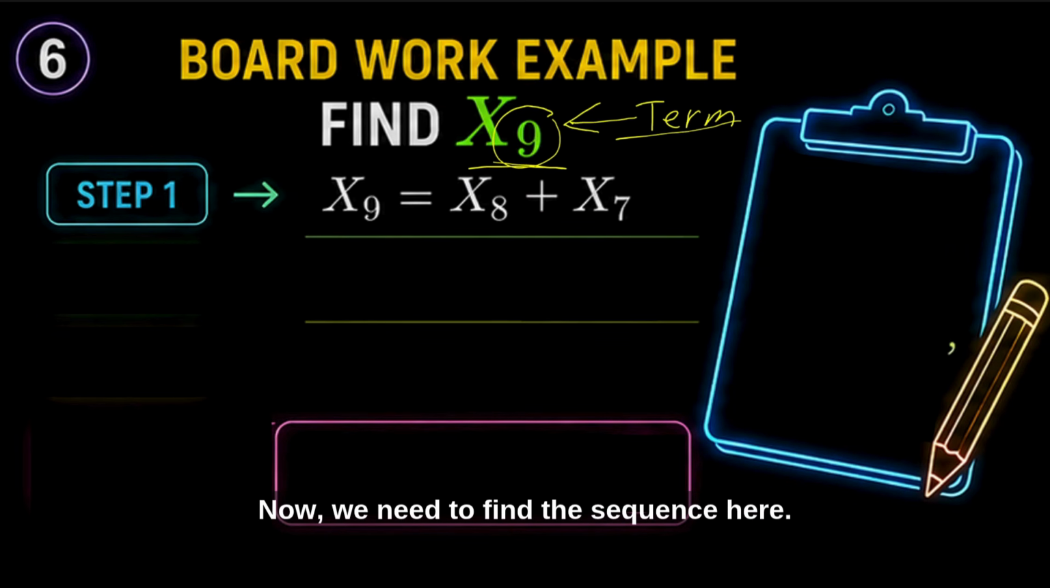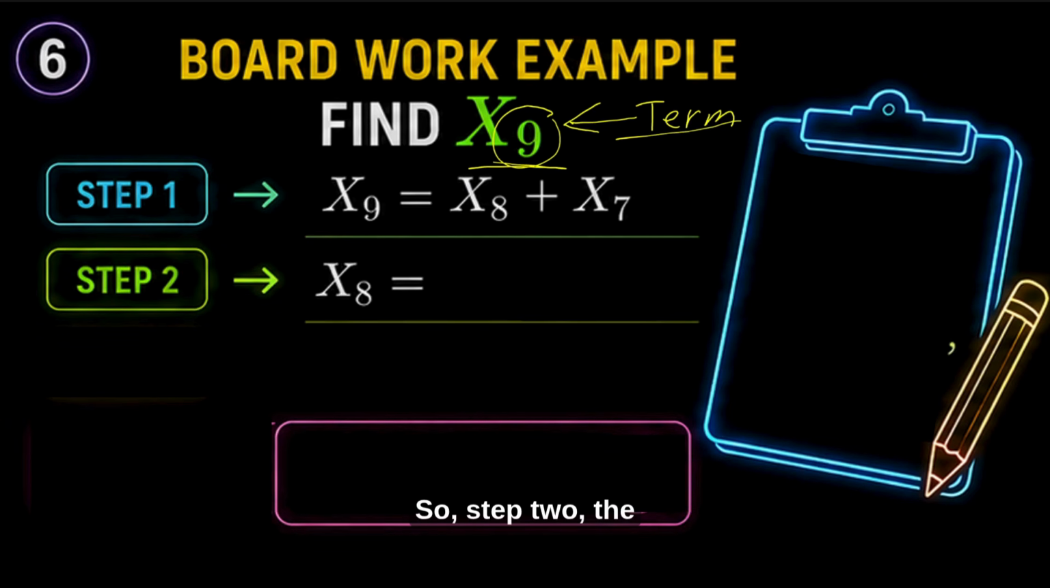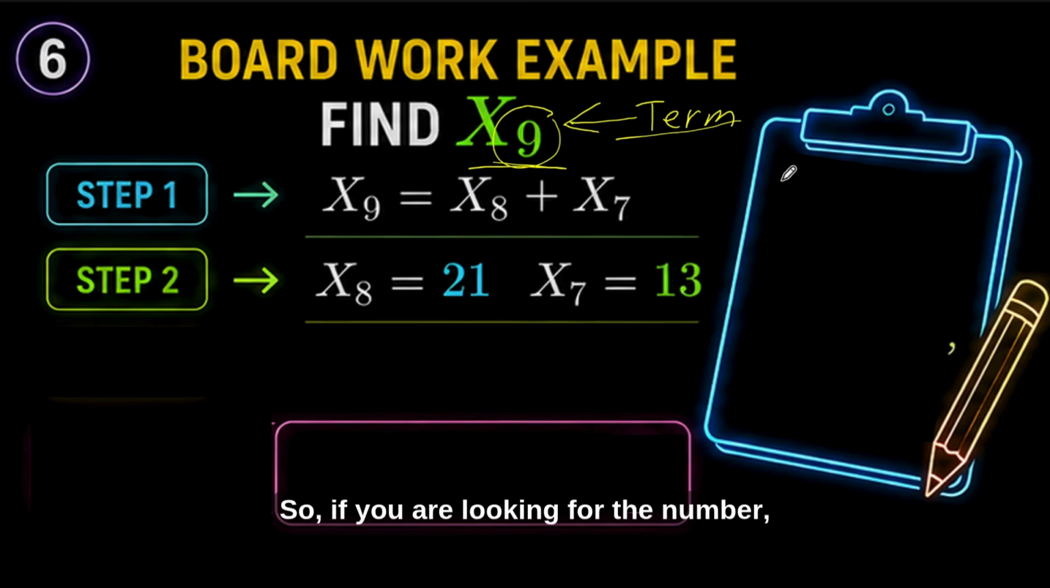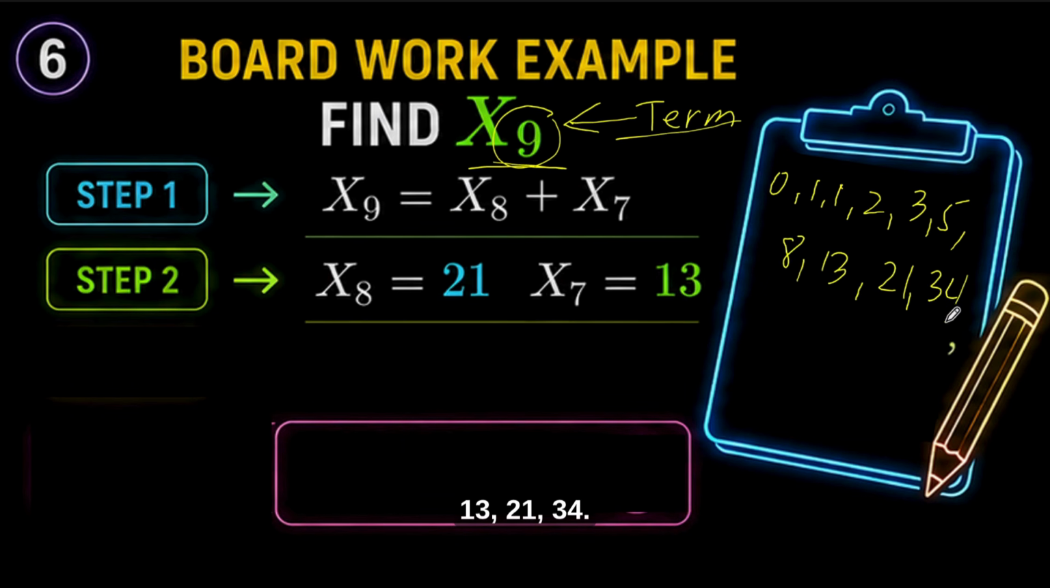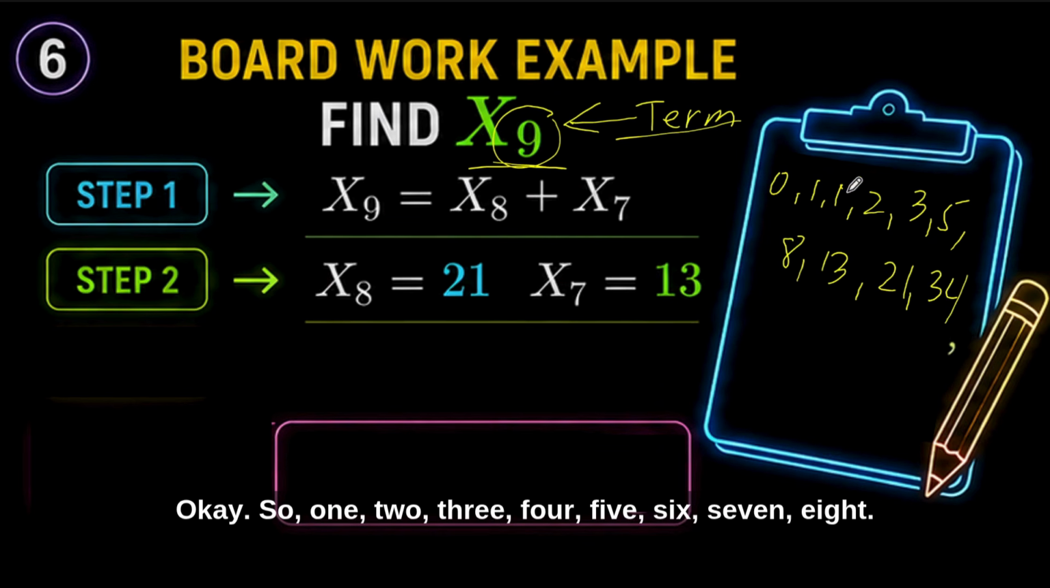Now we need to find the sequence here. So step 2, the 8th term is 21, right? The 7th term is 13. So if you are looking for the numbers, we have 0, 1, 1, 2, 3, 5, 8, 13, 21, 34. Okay, so 1, 2, 3, 4, 5, 6, 7, 8.